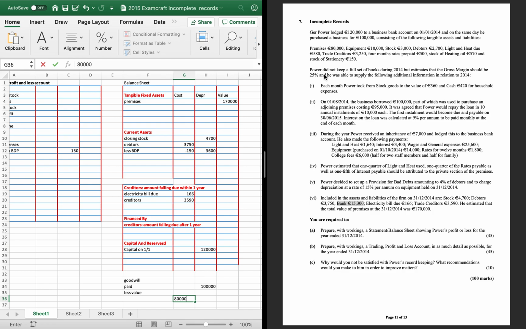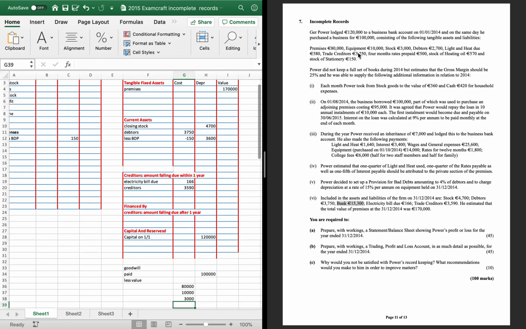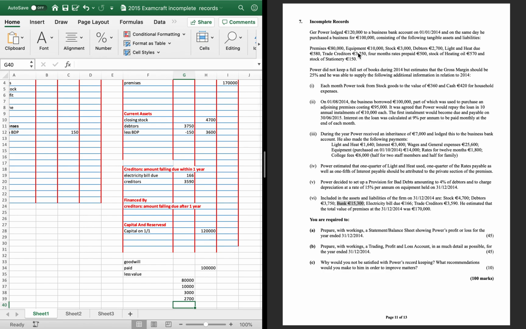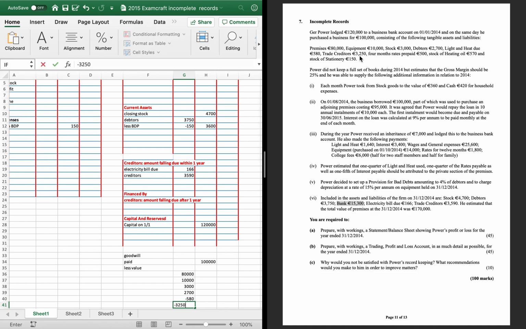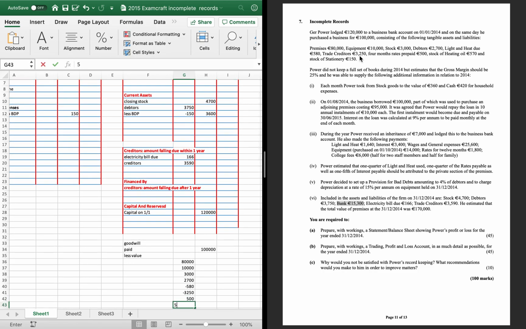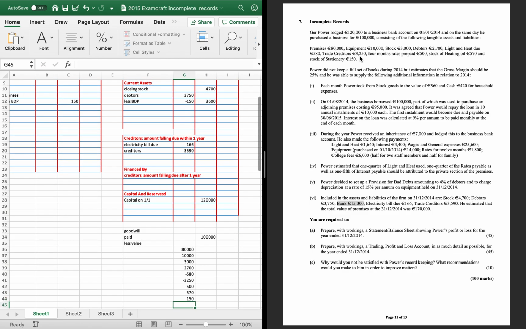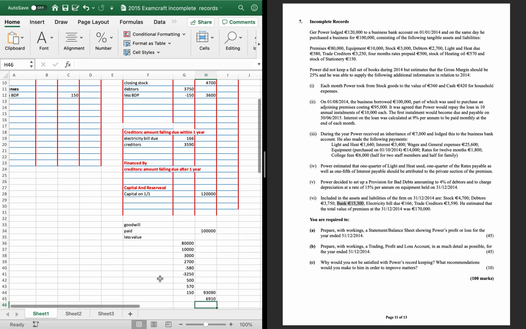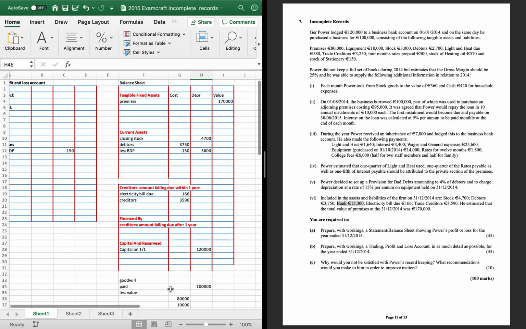I'm just going to put them in. Premises of 80,000. Equipment of 10,000. They're both assets. Stock is an asset for 3,000. Debtors is an asset. Now, lighting and heating due is a liability, so minus 580. Trade creditors is a liability, minus 3250. Rates prepaid is an asset, so that's plus 500. Stock of oil is an asset, plus 570, and stock of stationery is an asset, plus 150. So the value of the business is all of those added together, which is 93090. So we just take that away from the 100,000. That'll give you a goodwill of 6910. And we're going to put that in there.